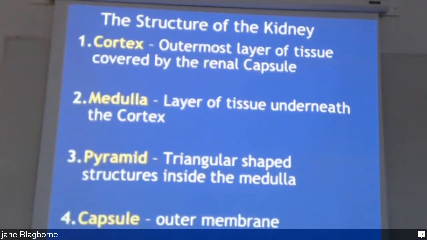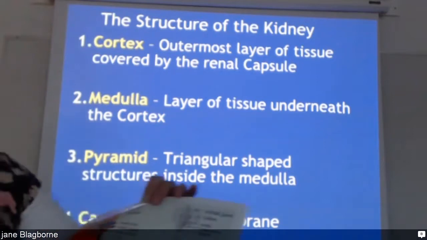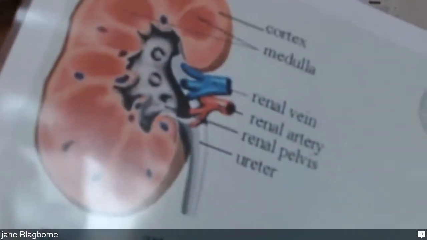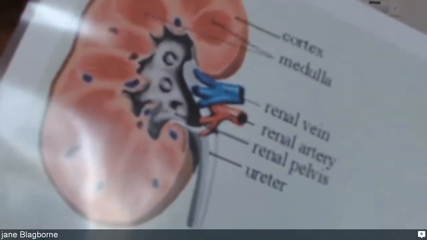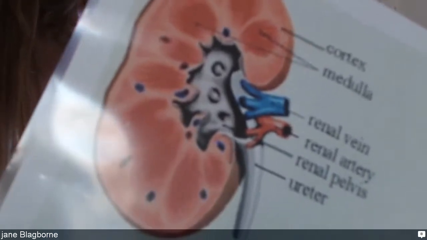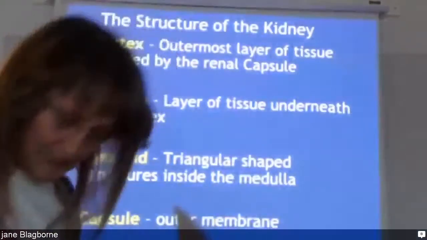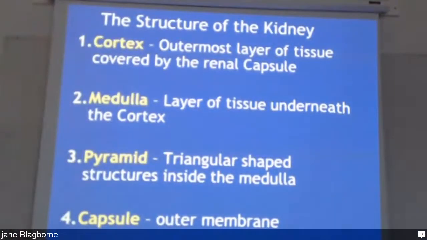The structure of the kidney, we saw, I have handed out to the students that are here. Now I have a bigger picture, hang on. Let's see this one here. We did look at that earlier, so it is probably in your textbook, but it's this one right here. Which shows you the cortex and the medulla, the pyramids, those triangular shapes, and the capsule, the outer membrane. Are you good with that? Okay.